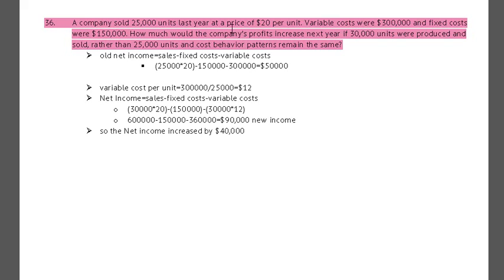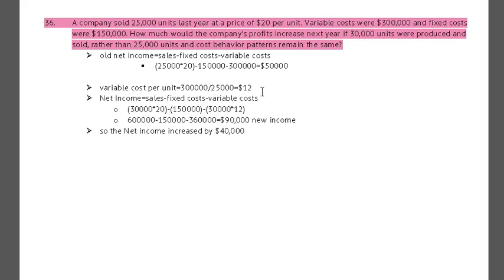So we first have to look at what is their net income currently. So this is where this old net income is. Our sales, 25,000 units times $20 per unit, minus our fixed costs, minus our variable costs, gives us a $50,000 net income currently.